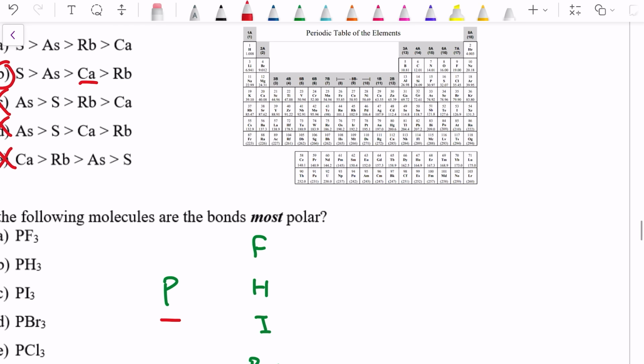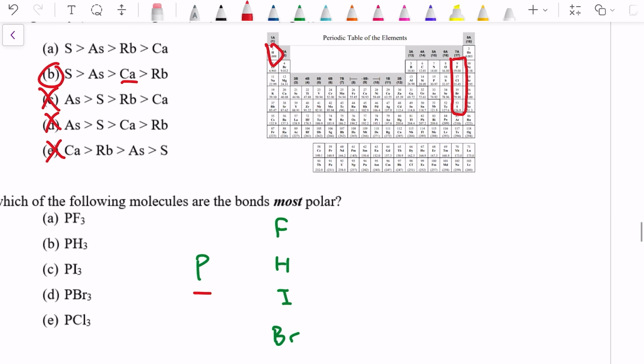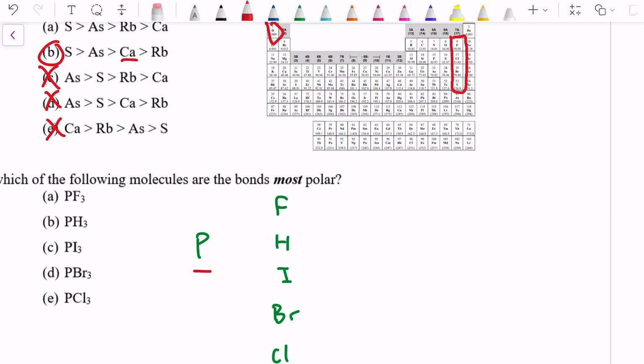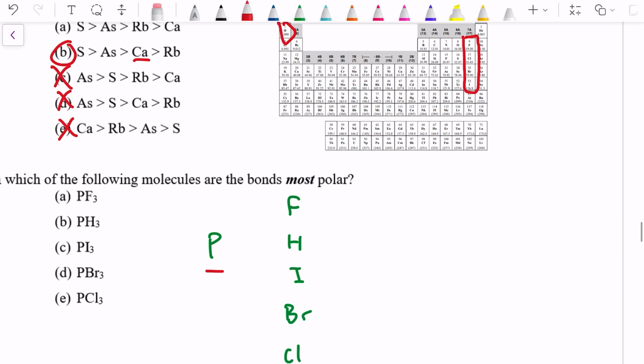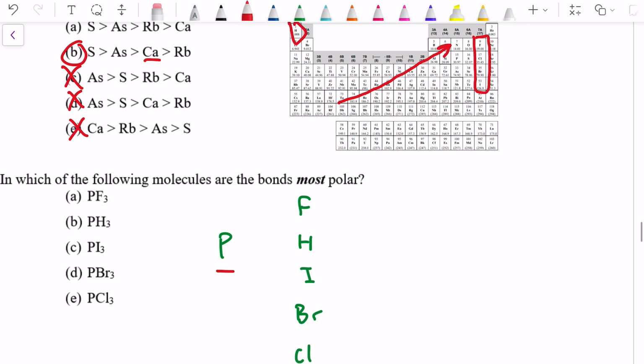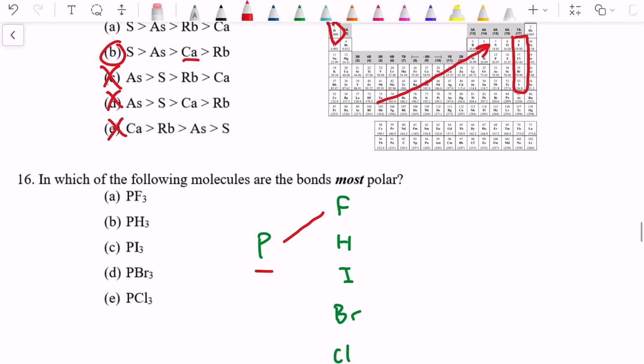Okay, so let's see. Hydrogen's right there. It's not hydrogen, I can tell you that. And then those are our halogens. Which one of these has the most electronegativity? That will form the most polar bond. Electronegativity trends this way. Therefore, it is going to be fluorine, because that's the most electronegative of these options. 16A. Nice.